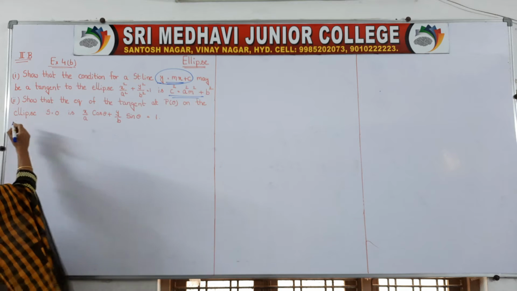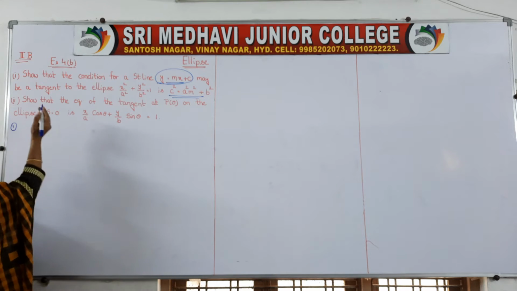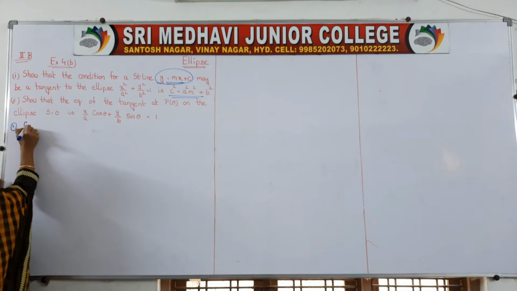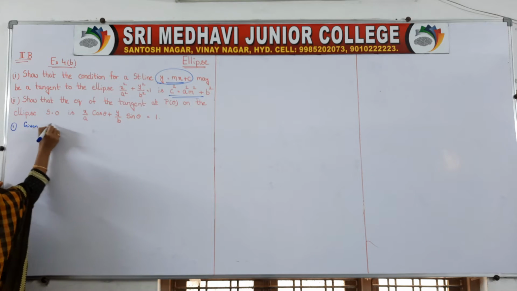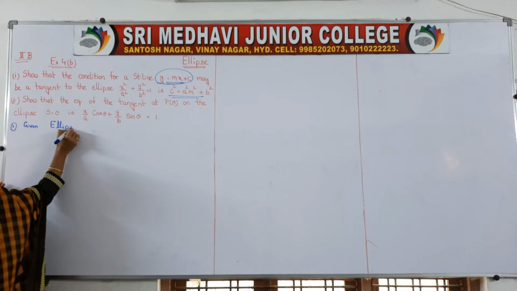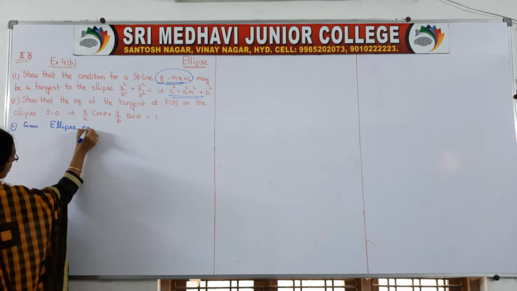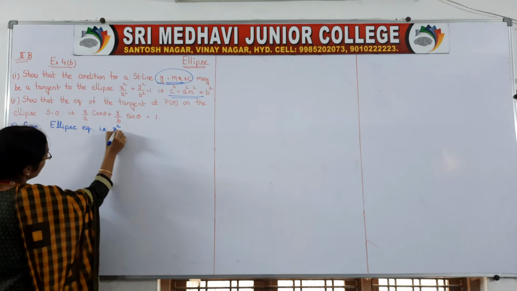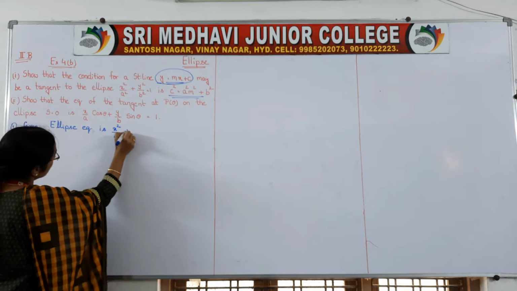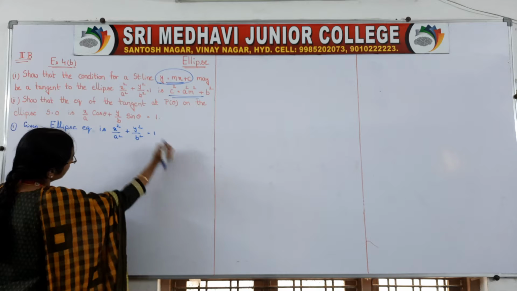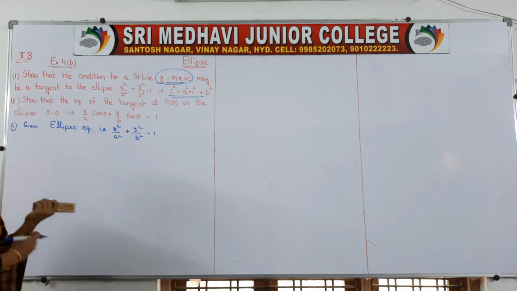Okay. So first, what is the given ellipse equation? The given ellipse equation is x square by a square plus y square by b square is equal to 1.